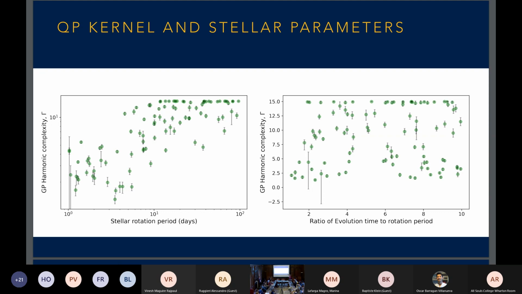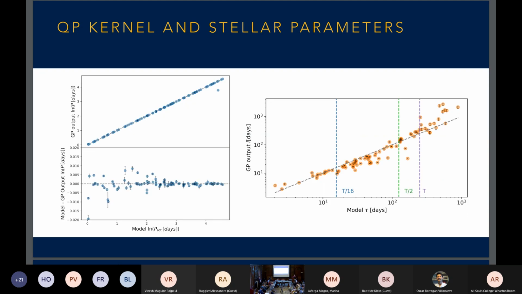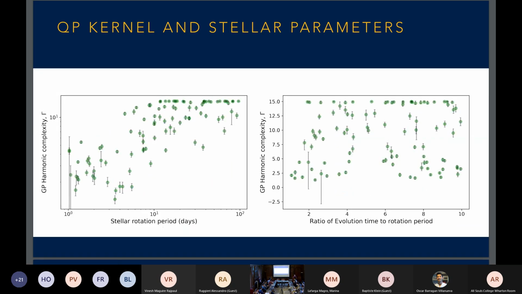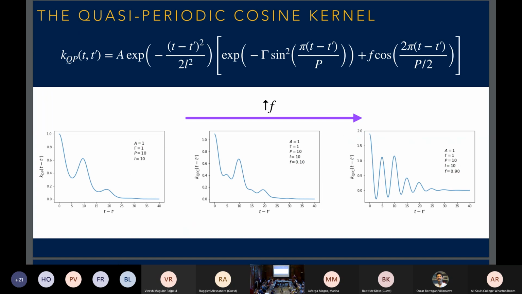And then in terms of the correlation of the harmonic complexity to the spot evolution time, if I go back to that one, you can see that period and tau have a similar level of correlation. But if we remove the period from it, so if we look at the ratio of the spot evolution time to the period, then we see that there's no correlation at all. Right, next to the cosine kernel.